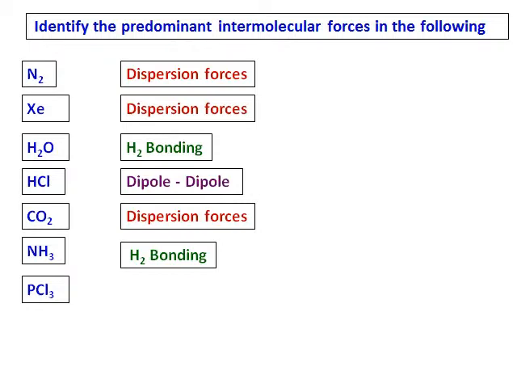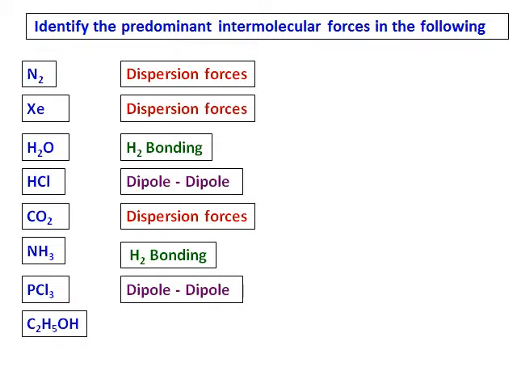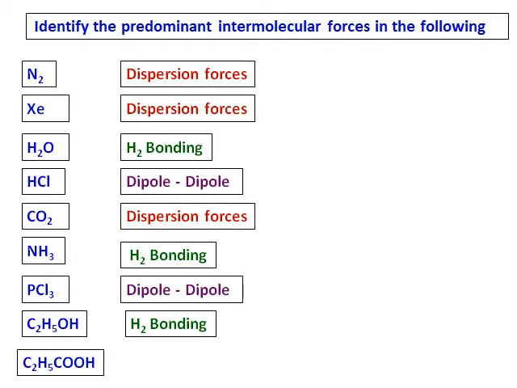PCl3 is similar to ammonia, but it cannot form hydrogen bonding. It will have only dipole-dipole interaction. Ethyl alcohol, C2H5OH, can form hydrogen bonding, and hence the predominant intermolecular force will be hydrogen bonding. And C2H5COOH is an organic acid, and hydrogen is attached to oxygen, and hence it will show hydrogen bonding. All those molecules which are showing hydrogen bonding will have dipole-dipole interaction and also dispersion forces. But since only the predominant intermolecular force is asked, all the forces which exist are not given there.